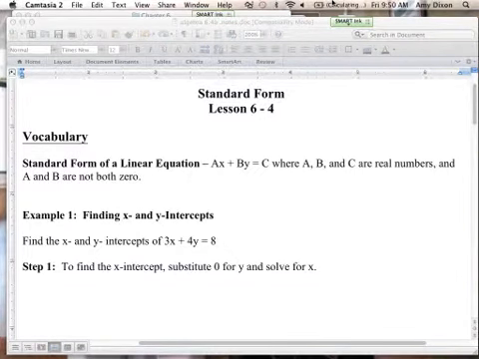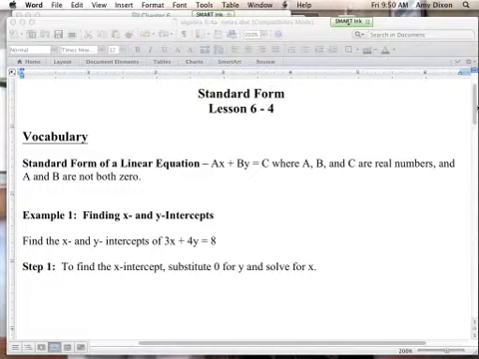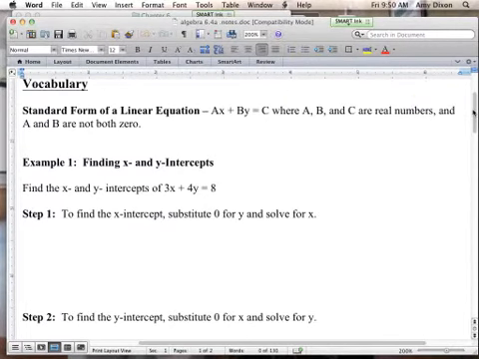Okay. All right, guys, we're gonna talk about standard form. So far, we've been doing slope-intercept form. Now we're gonna do standard form, another way to write an equation for a line. Standard form is written in the format ax plus by equals c, where a, b, and c are just numbers. And a and b, neither one of them are 0.